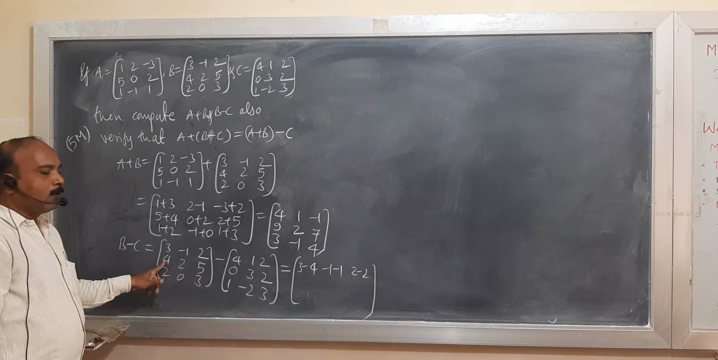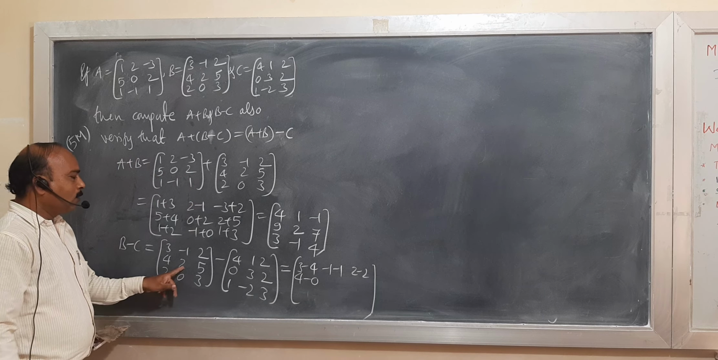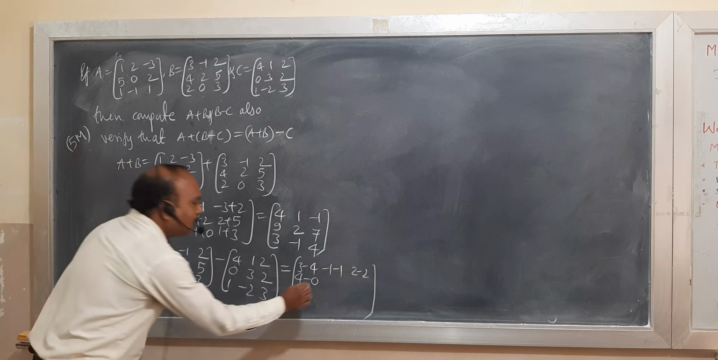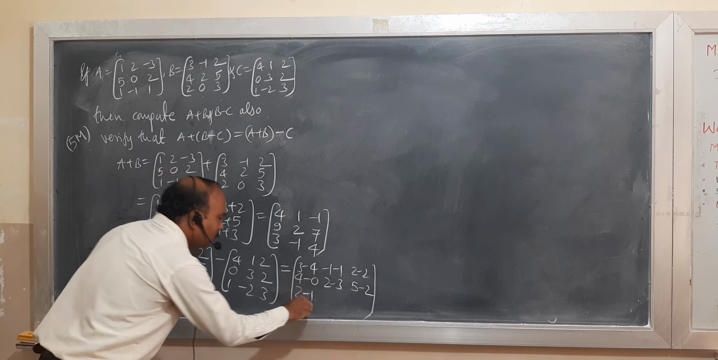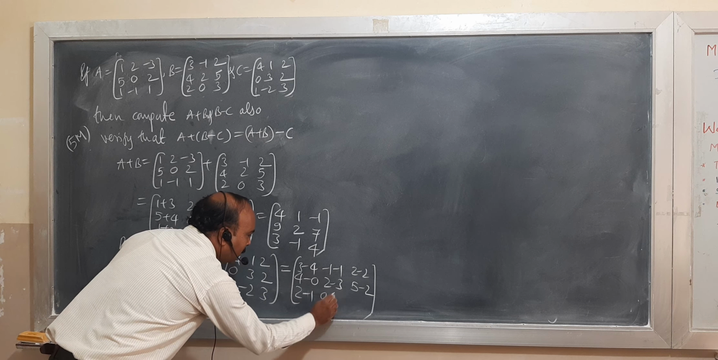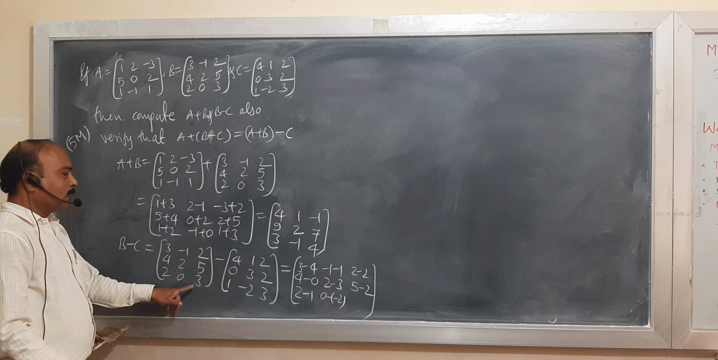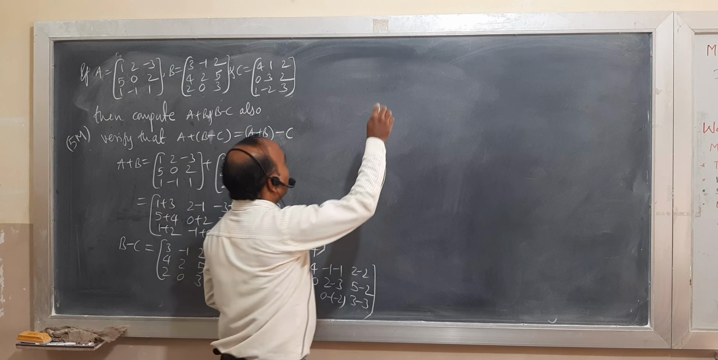Next 4 minus 0, and 2 minus 3, 5 minus 2, 2 minus 1, 0 minus of minus 2. It is 0 minus of minus 2, 3 minus 3. Then you get, simplify this one.